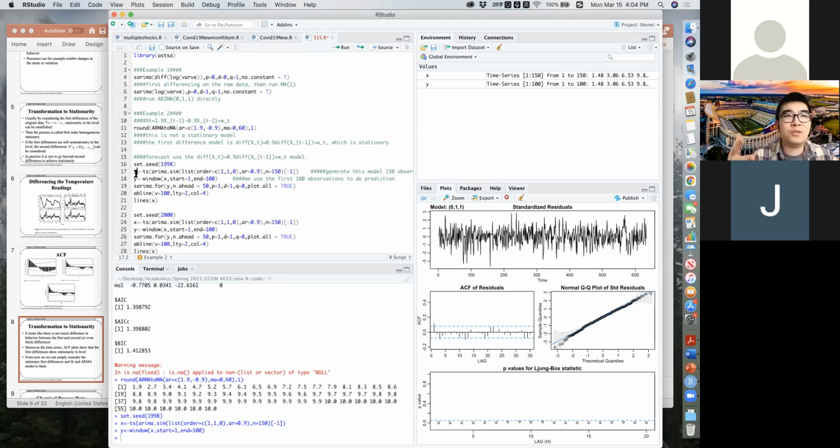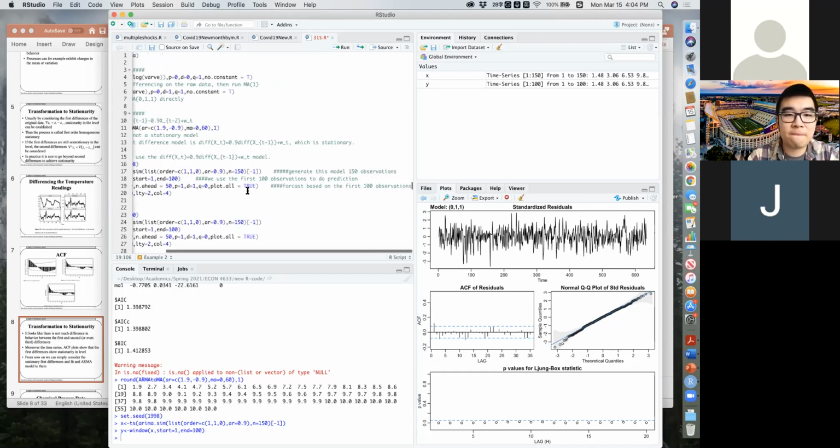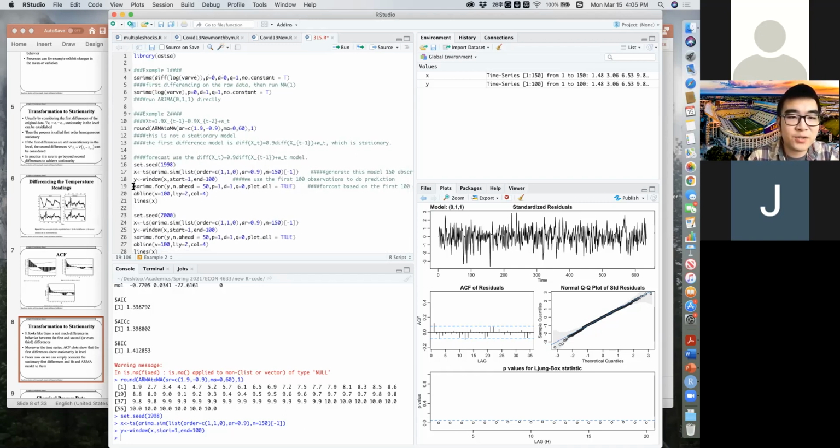And what we want to do is compare our forecast with our true data. Okay, so here we do the forecast, based on the first 100 observations. Yeah, you will just use the sarima.for, and the data we put in is Y, and we will forecast 50 steps.